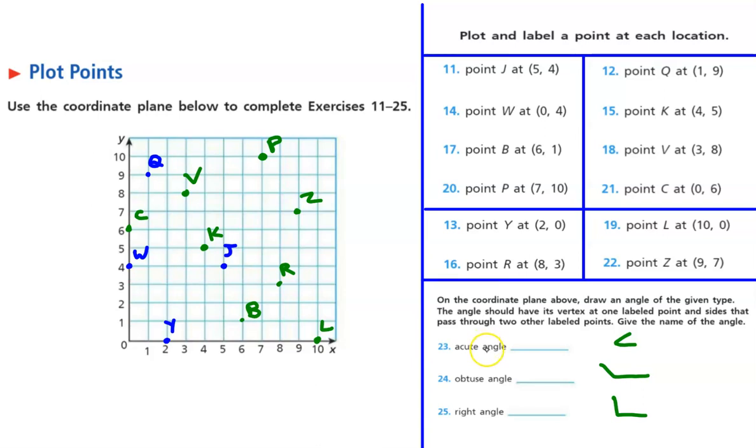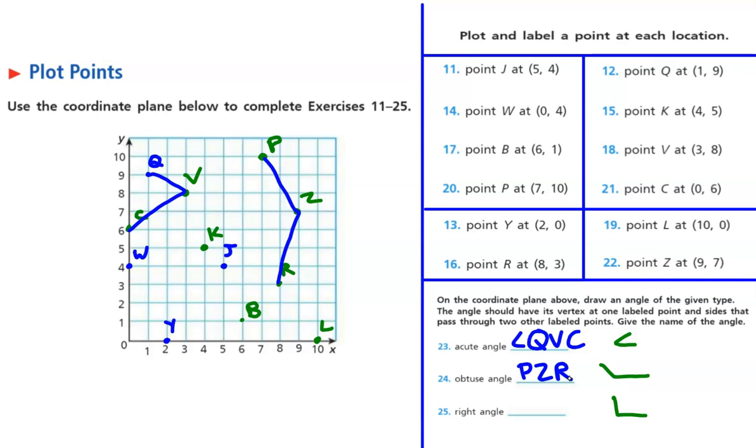But an acute angle is for something, for example, that's less than 90 degrees. I'm going to use Q, V, and C, and I would label that angle QVC. One that could be an obtuse angle could be like PZR, so that's going to be definitely bigger than 90 degrees. And then the 90 degree one I have to be the most careful with.